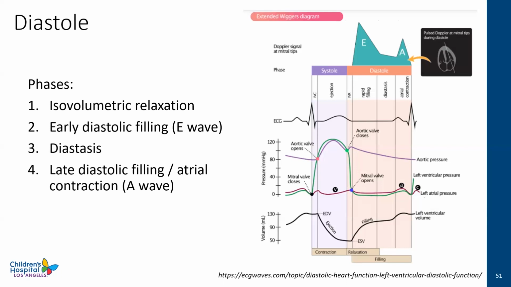So a review of diastole. You have 4 phases: isovolumetric relaxation, early diastolic filling, diastasis, and late diastolic filling. And at the top, you can see that you're trying to measure a Doppler signal at your mitral valve inflow. The E wave corresponds with that early diastolic filling phase, and the A wave is going to correspond with your late diastolic filling phase or atrial contraction.